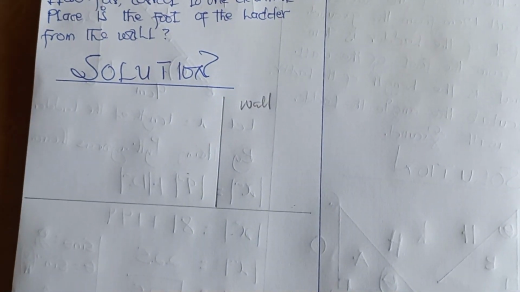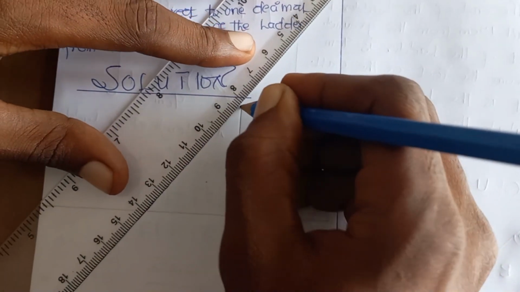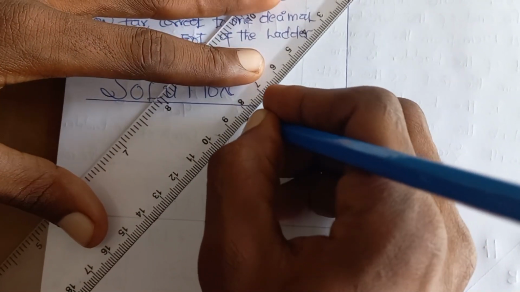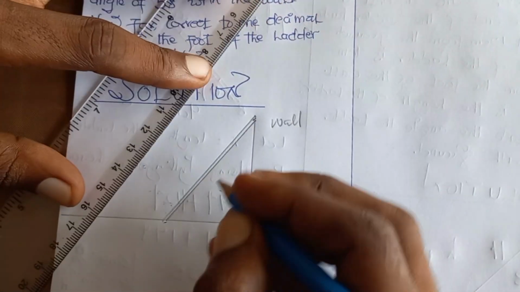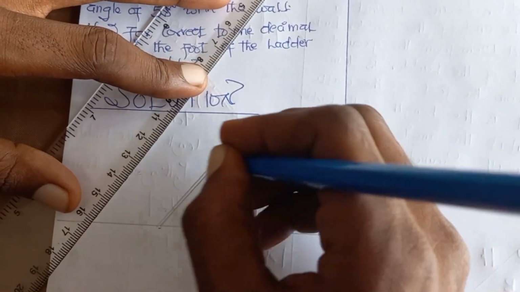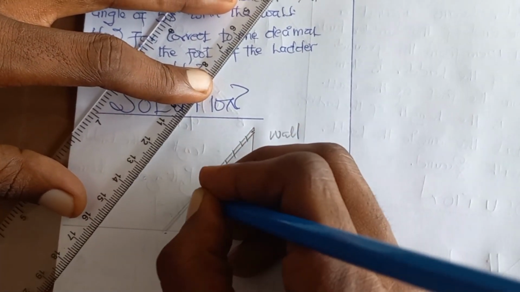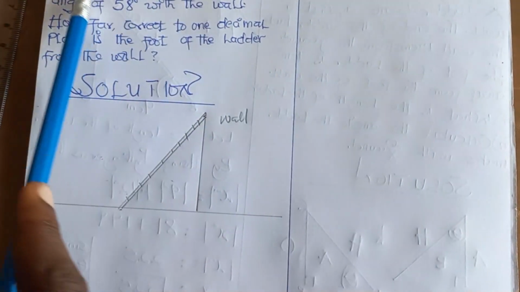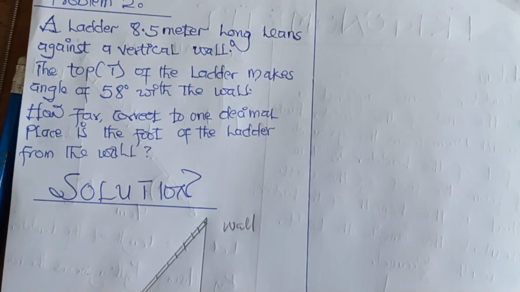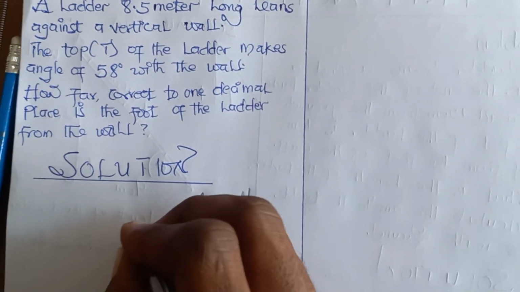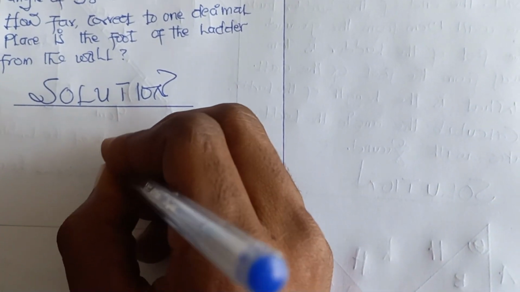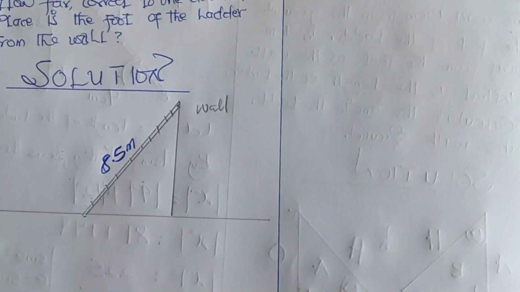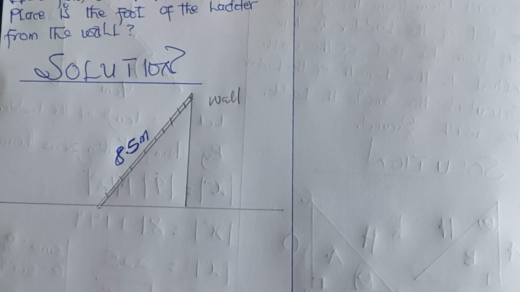Then let's sketch our ladder. So this is our ladder. And we are saying that this ladder is 8.5 meters. 8.5 meters. Good.